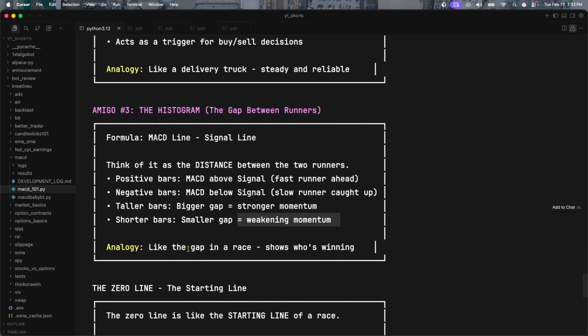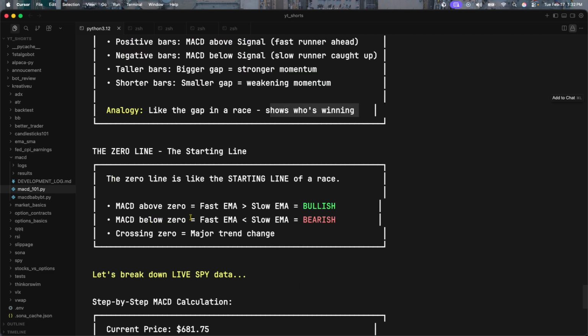So think of it like this. The gap in a race shows who's winning. So the zero line is the starting line. The zero line is like the starting line of the race. MACD above zero, the fast EMA is greater than the slow EMA. Then we are bullish. We're thinking that the market is going to go up. But if the MACD is below zero, the fast EMA is less than the slow EMA, we are bearish. We're thinking that the market is going to do what? Go ahead and go down.